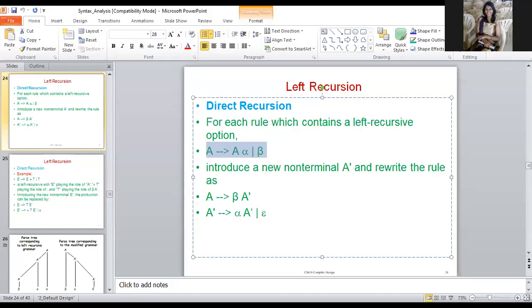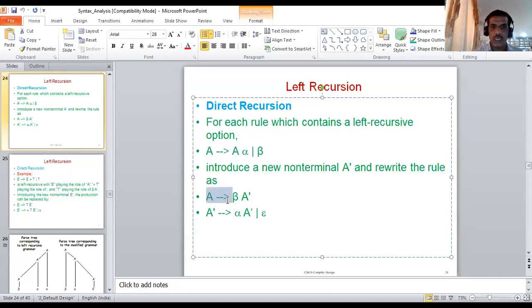The left recursion is if the production is of type A tends to A alpha or beta. Now, in order to remove this, we just rearrange the production. The production becomes A tends to beta A dash, and then A dash tends to alpha A dash or epsilon. Please make a note: if the production is of type A tends to A alpha or beta, this beta will be put in the beginning. So it becomes A tends to beta A dash, and then A dash.